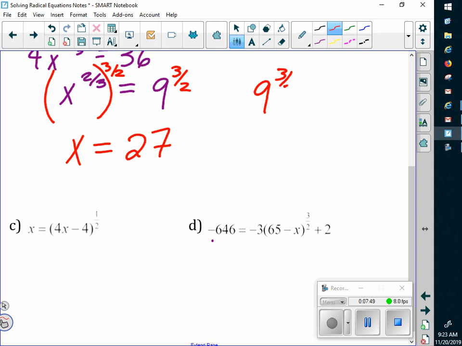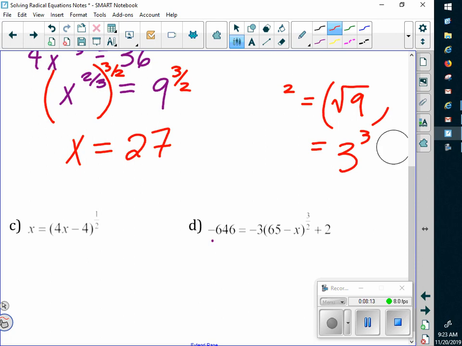9 to the 3/2 power. Remember, if we rewrote that as a radical, it would be the square root of 9, raised to the 3rd power. What's the square root of 9? 3 raised to the 3rd power, which is 27. Okay? Now, the last thing you have to do, check it.